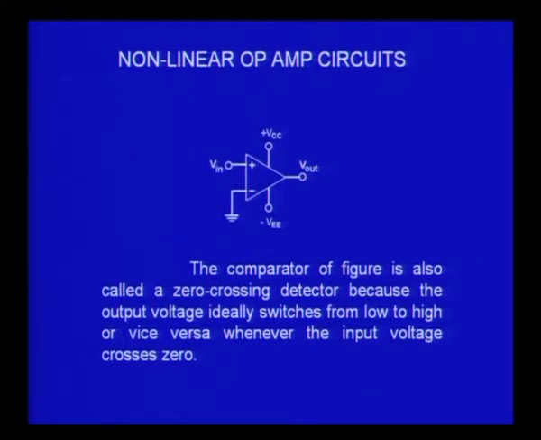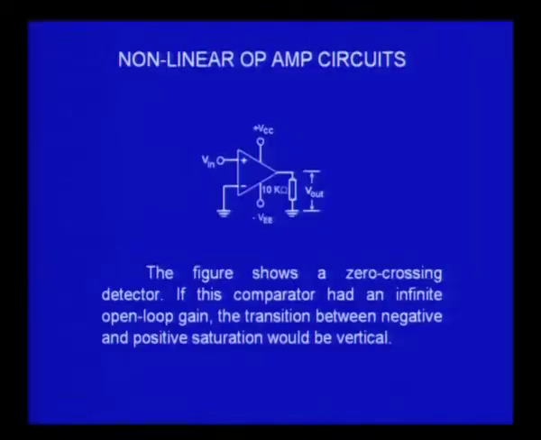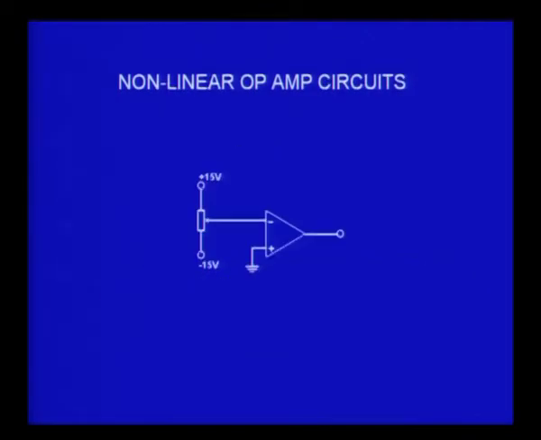It is able to detect whenever the other input crosses 0 by switching states at the output from plus to minus or minus to plus, right. You should always remember that this circuit corresponds to open loop condition. There is no feedback here, and that is very important. Without any feedback only it works as a comparator.